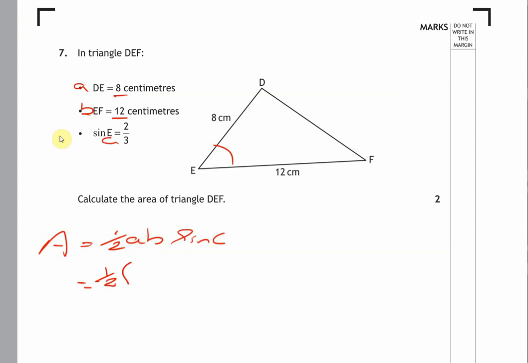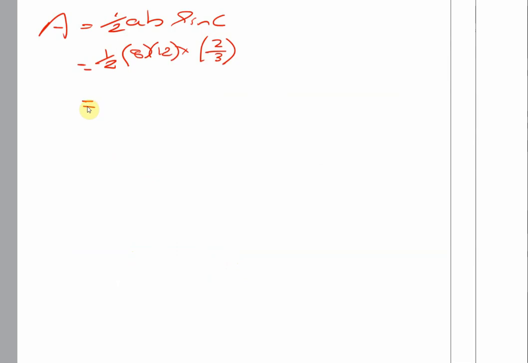So we have a, which is 8, multiplied by b, which is 12, multiplied by sine c. Now sine c, we know the value of that, which is 2 over 3. So we'll times that by 2 over 3. Now let's see what happens.